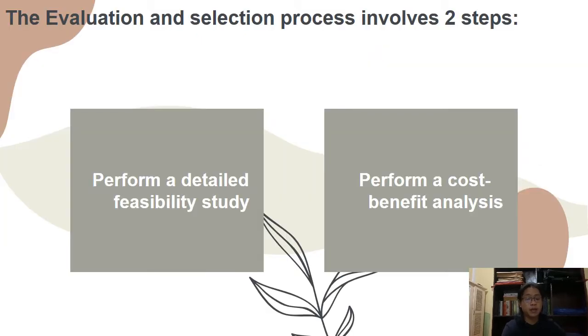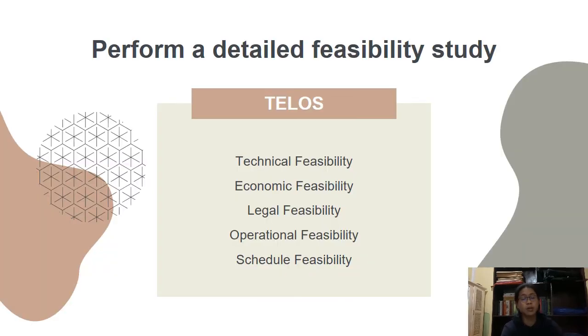The evaluation and selection process involves two steps, namely, perform a detailed feasibility study and perform a cost-benefit analysis. The following discussion outlines 5 aspects of project feasibility that need to be considered. Each competing project will be assessed in the same manner. By assessing the major constraints on the proposed system, management can evaluate the project's likelihood for success before committing large amounts of financial and human resources.